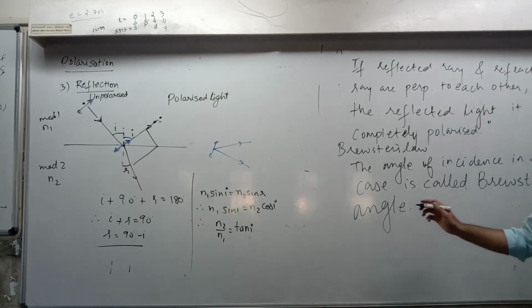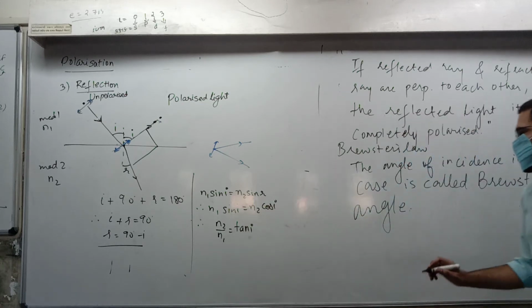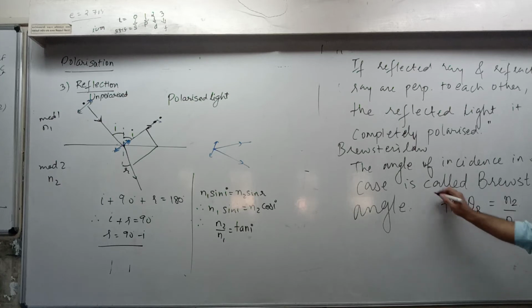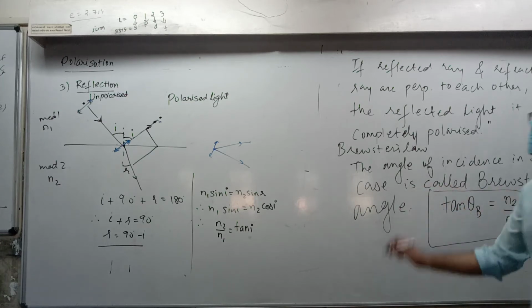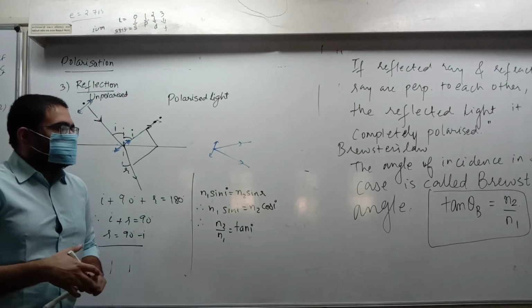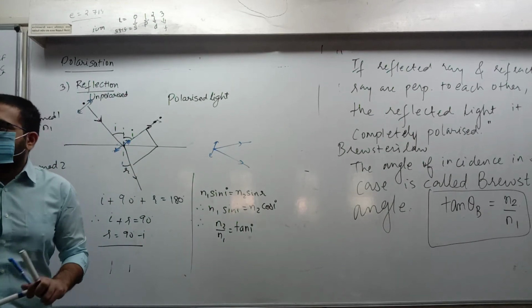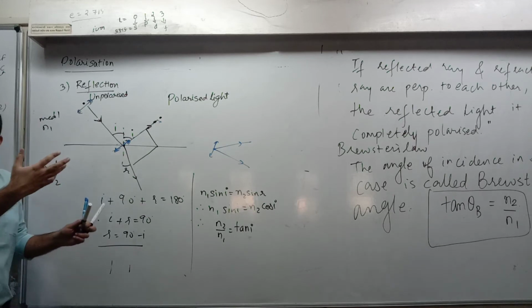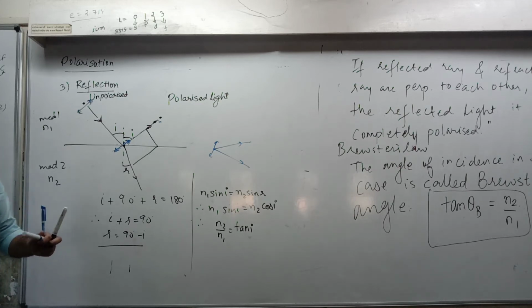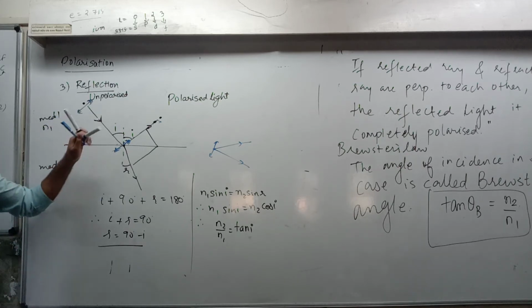Okay, so what we have derived is the formula of Brewster's angle. Thus we get tan theta b is equal to n2 upon n1. Our formula for Brewster's angle. Okay, again what is 1, what is 2? Our usual convention. Remember, light comes from 1 and goes into 2. Simple, right?